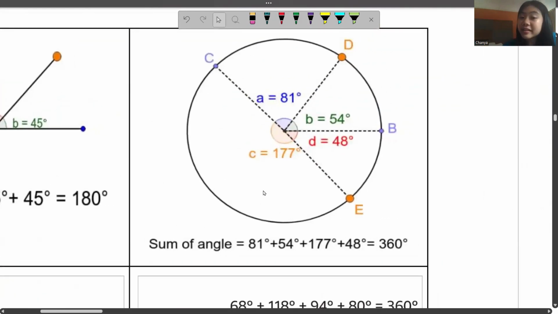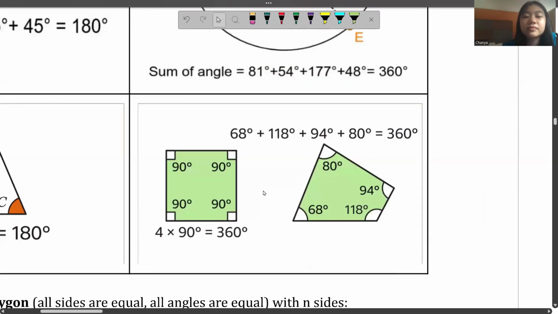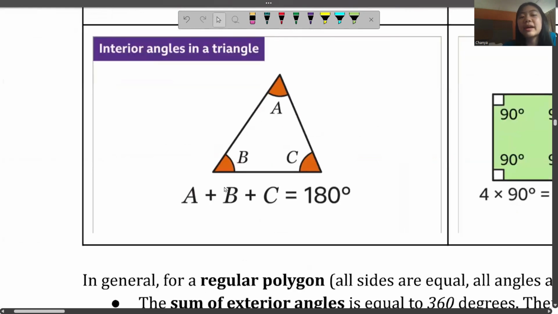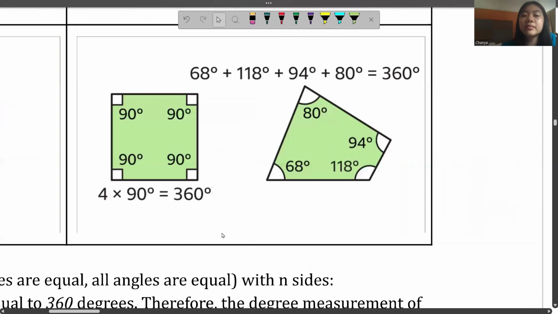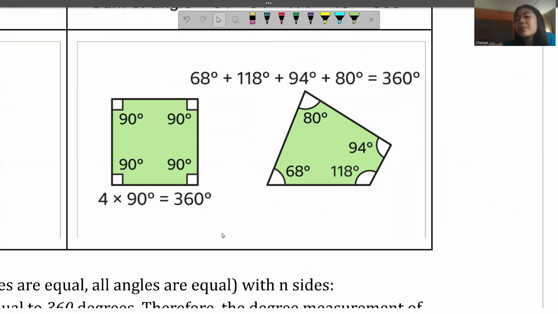Now looking at the second diagram here, this is just another diagram that illustrates that the sum of the angles in a circle is 360 degrees. The third diagram here illustrates how the 3 angles in a triangle add up to 180 degrees. And this fourth diagram here illustrates how in any quadrilateral, or I mean 4-sided figure, the sum of the angles is always 360 degrees.